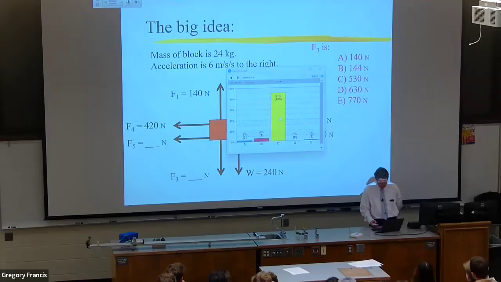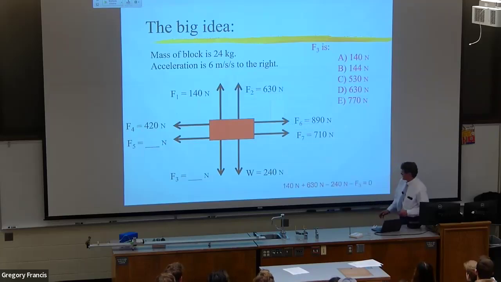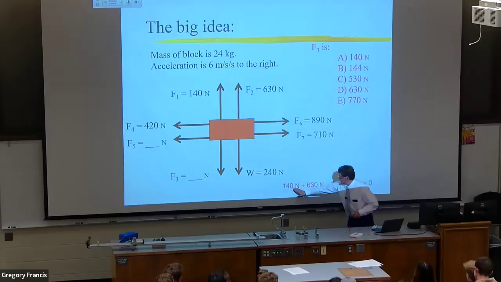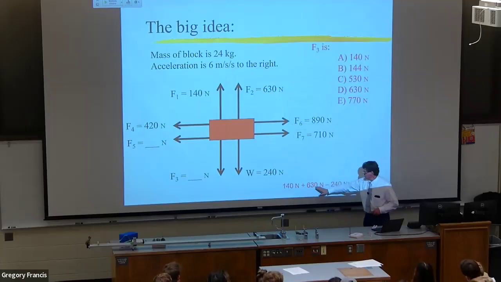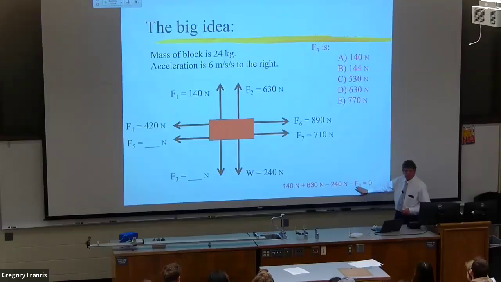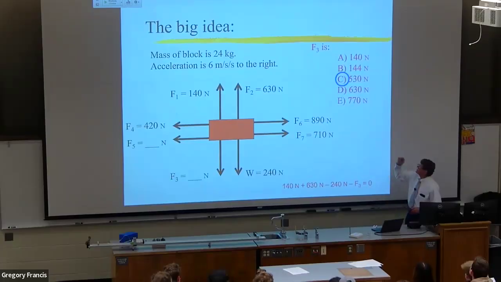Good. The answer is C. Very good. And again, we just use Newton's second law. I add up all the forces, but I add them as vectors. The 140 is up, so it's positive. The 630 is up, so it's positive. The 240 is down, so it's negative. And the F3 is down, so it's negative. And the acceleration in the y direction is 0, so this has to balance. And that gives me 530 newtons.